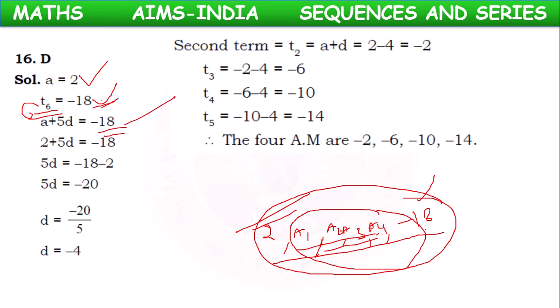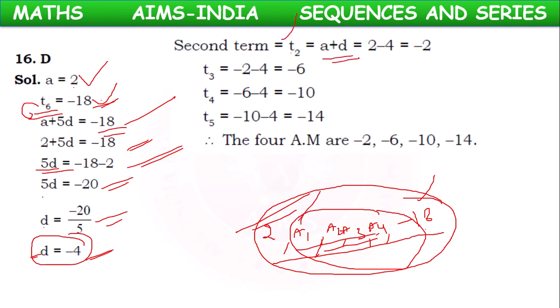In the place of a, we can keep 2. 2 plus 5d equal to minus 18, or 5d equal to minus 18 minus 2. 5d equals minus 20. d equals minus 20 by 5. d equals minus 4. So we have got the value of d here. Now A1 means second term, T2. Formula is a plus d, 2 minus 4, which is equal to minus 2.